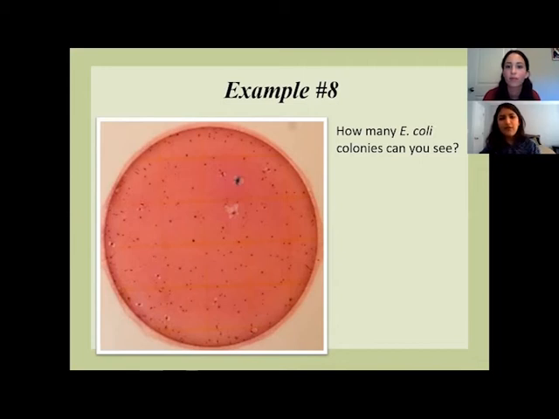All right, so most of you picked the right answer. Yes, there is only one E. coli colony on this plate. All the rest of them are red general coliform colonies, even if they do have air bubbles.